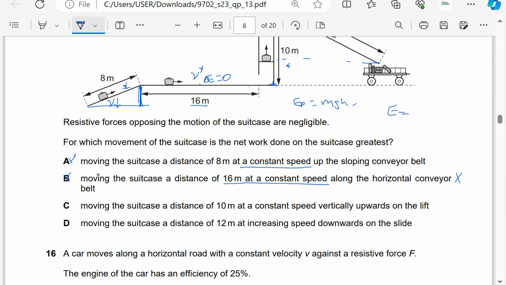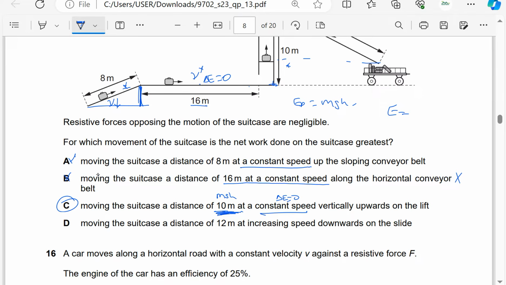Then moving the suitcase a distance of 10 meters at a constant speed. So here the change in kinetic energy is 0, but there is potential energy due to this height, because it is mgh. This is a greater potential energy. For all cases, the kinetic energy was remaining constant. But here, there is more work done because of a greater height, h. So the answer is going to be C.